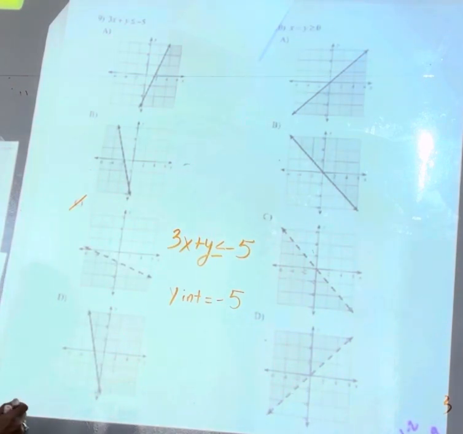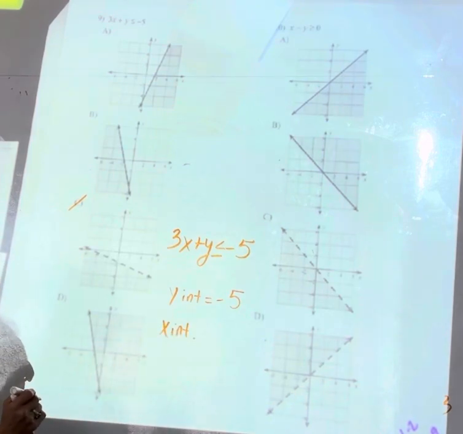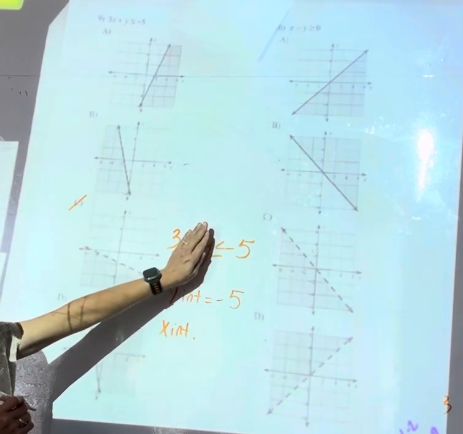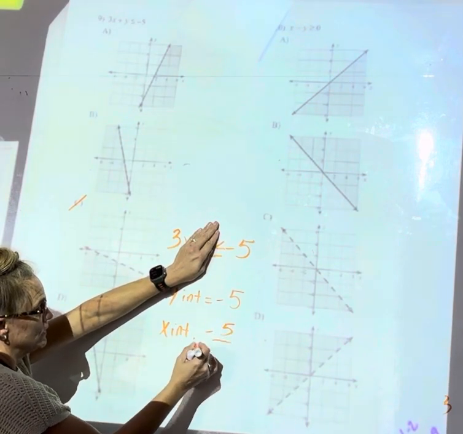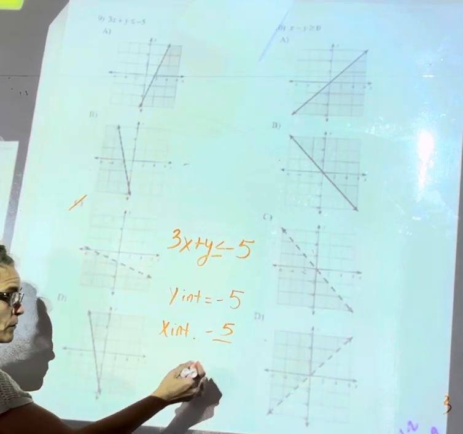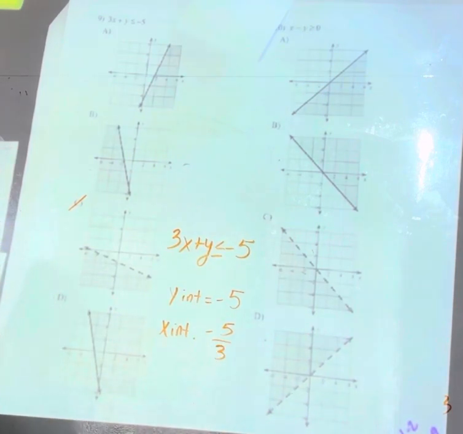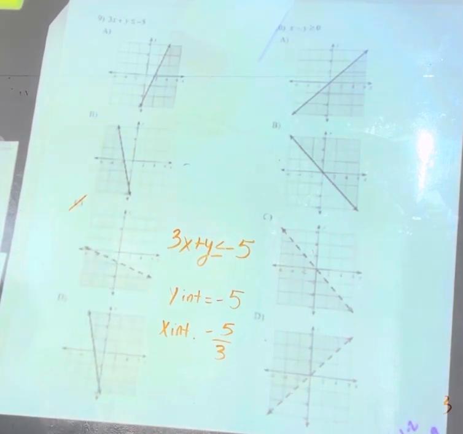So now let's find our x-intercept. Our x-intercept is when y equals 0. So I'm going to cover that up, and I'm going to have negative 5 divided by, what's in front of x? 3. So that's a negative number. Is A negative? No. So A is not my answer. So my answer choices now come to B or D.